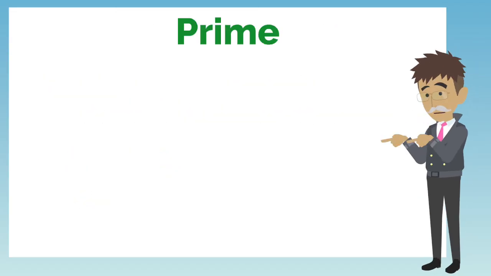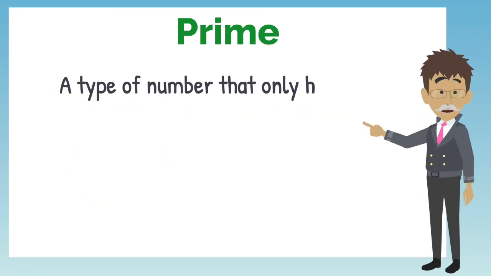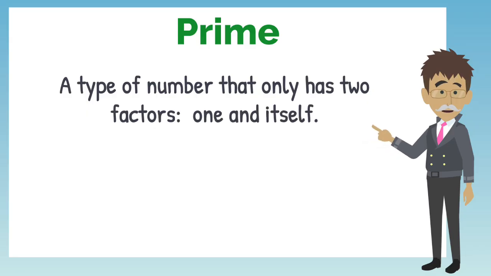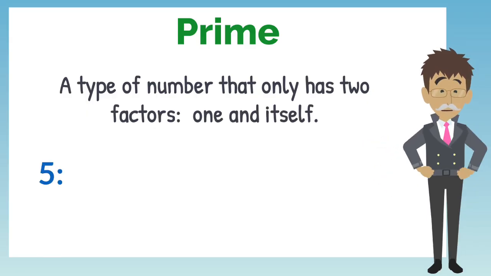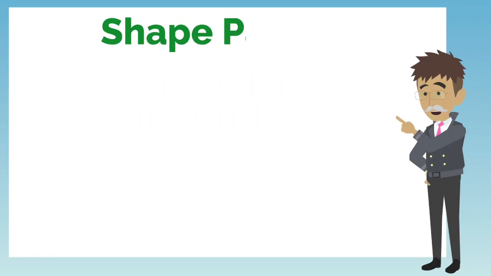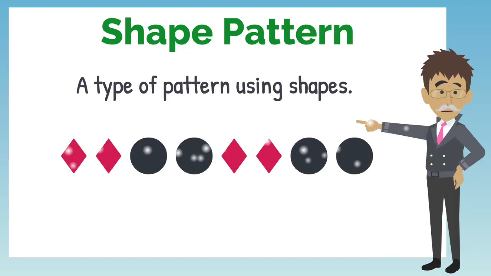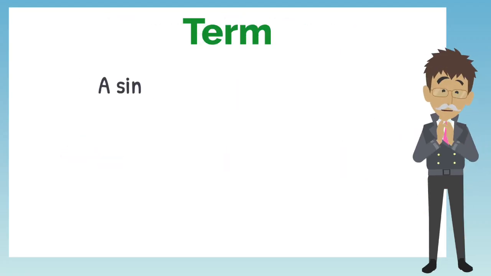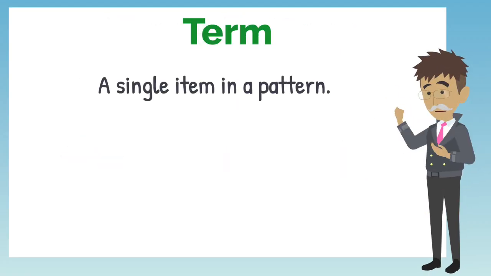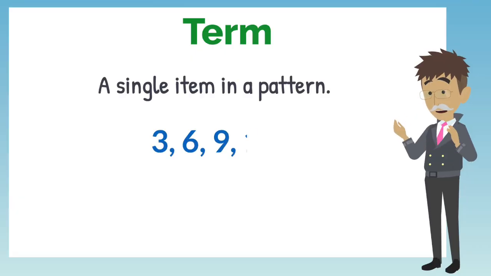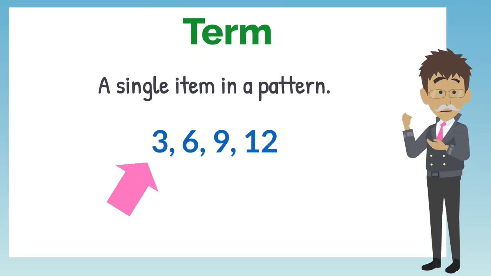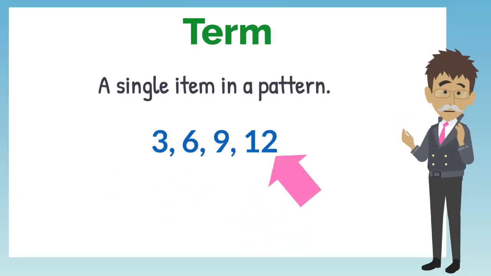Prime. A type of number that only has 2 factors, 1 and itself. 5 is an example of a prime number because its factors are 1 and 5. Shape pattern. A type of pattern using shapes, such as term. A single item in a pattern. In the pattern 3, 6, 9, 12, the numbers 3, 6, 9, and 12 are terms.